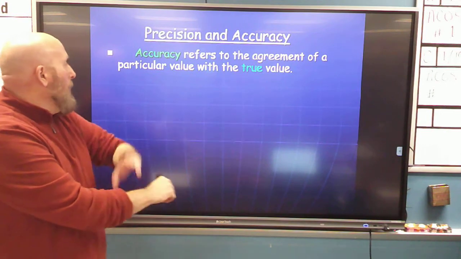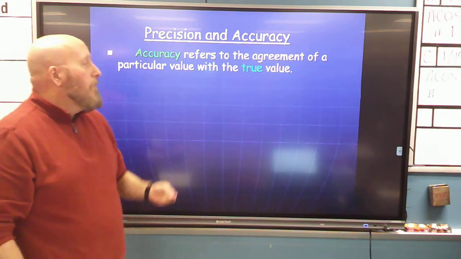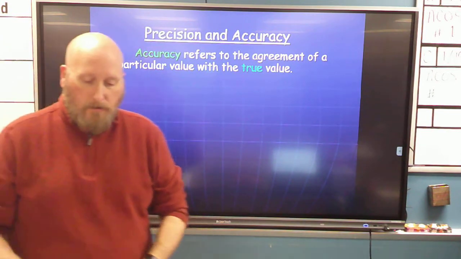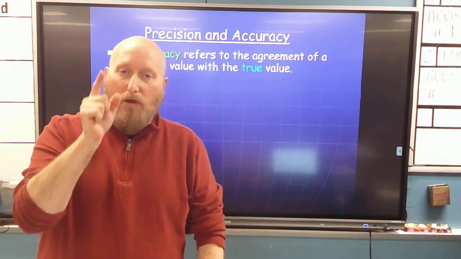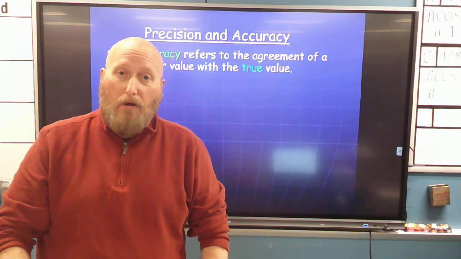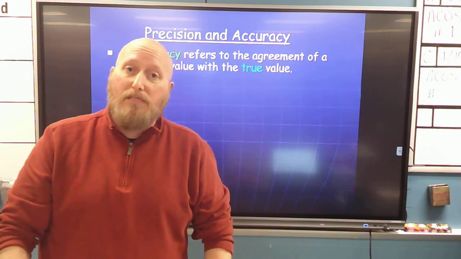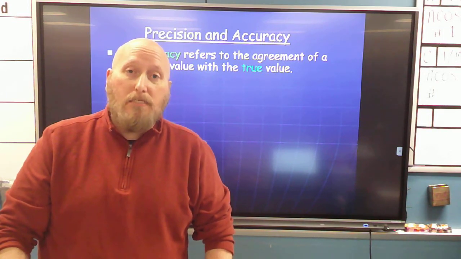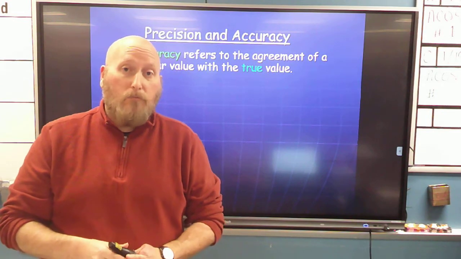Accuracy refers to the agreement of a particular value with the true value. In other words, how close I am to what I'm supposed to get. It's like shooting an arrow, right? How close am I getting to the bullseye? The closer I get to the bullseye, the more accurate I am, okay?